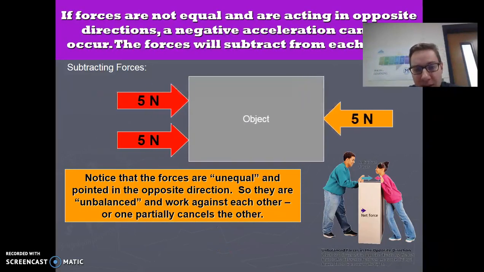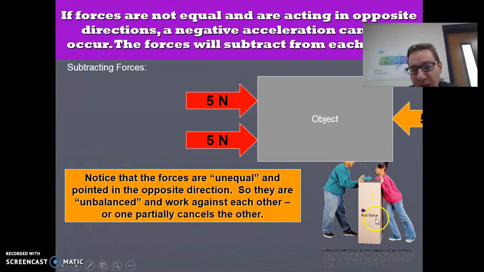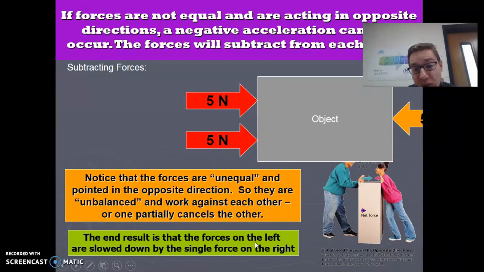This is like someone pushing a bookshelf. If you're pushing one side and someone else is pushing the other side, you really can't get anything to move, or whoever's stronger might move it. The end result is that the forces on the left are slowed down by the single force on the right.